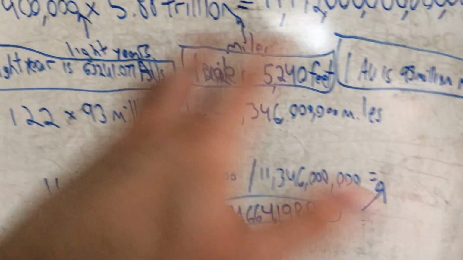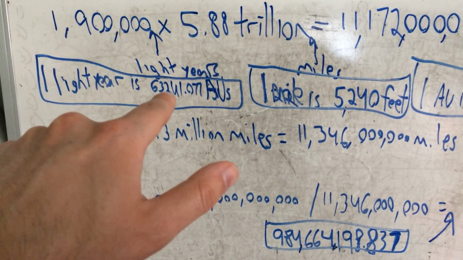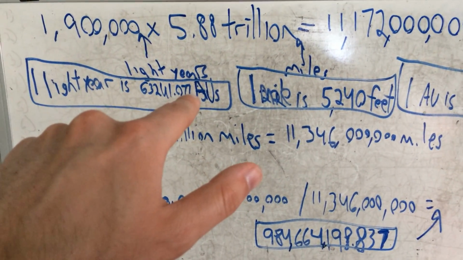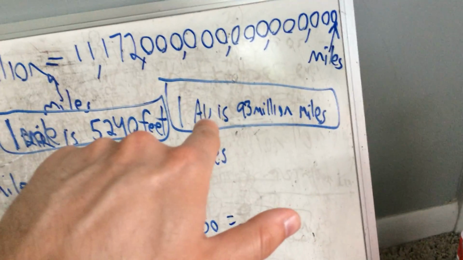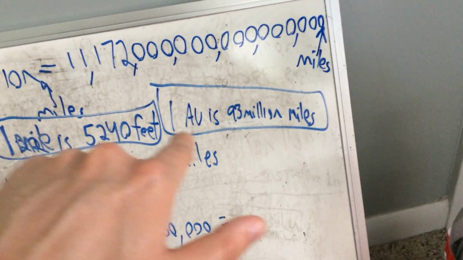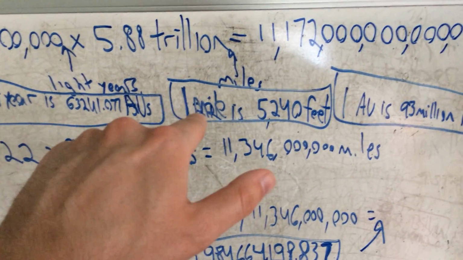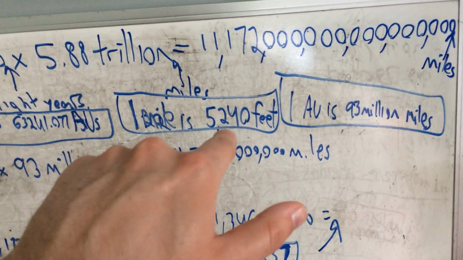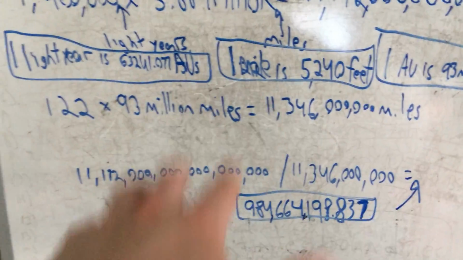Now, what does all this mean? Well, okay, so 1 light year is 63,241.077 astronomical units. Now, 1 astronomical unit is the distance from the sun to the earth, which is roughly 93 million miles. And I scribbled over this, but this is 1 mile is 5,240 feet. So that's just some basic units of measurement right there.